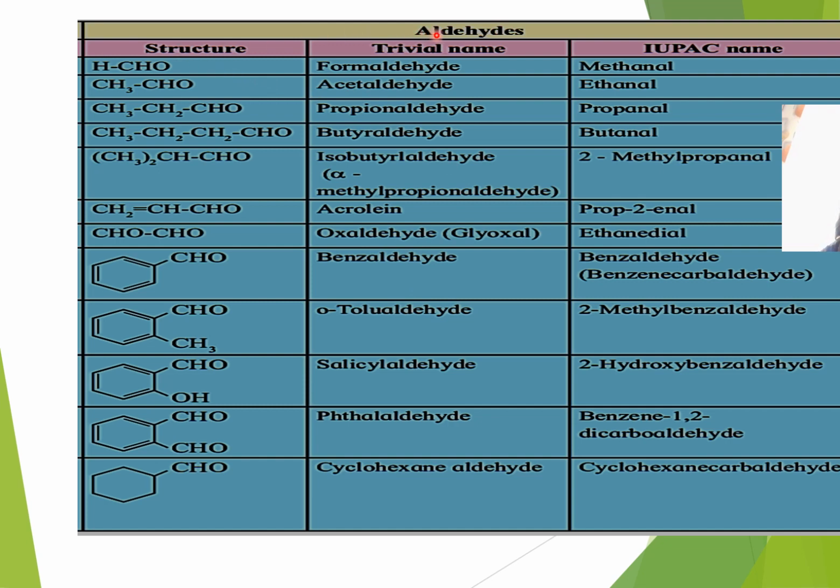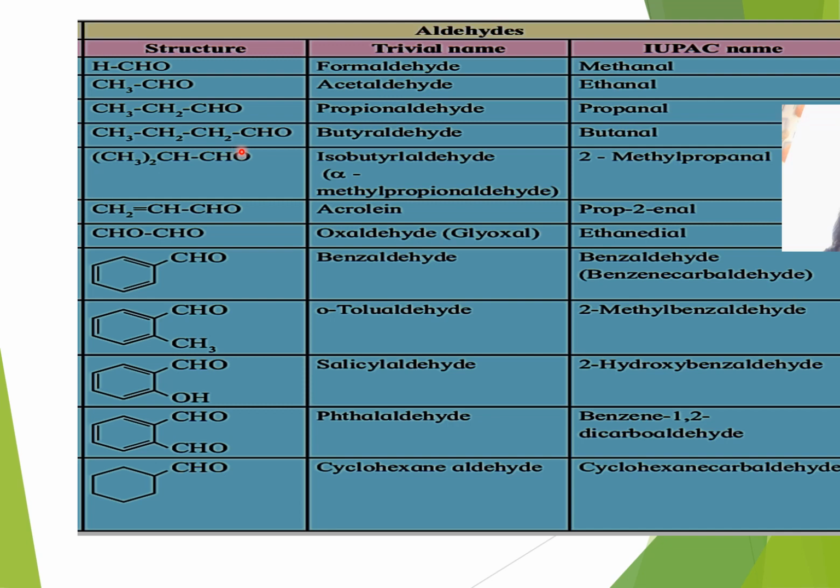So let's see now the nomenclature of aldehydes: structure, trivial name and IUPAC name. So HCHO is a one-carbon aldehyde, it is formaldehyde. The IUPAC name will be methanal. Then CH3CHO is acetaldehyde, two carbon, ethanal, the IUPAC name. Then CH3CH2CHO is propionaldehyde, the IUPAC name will be propanal. Clear?